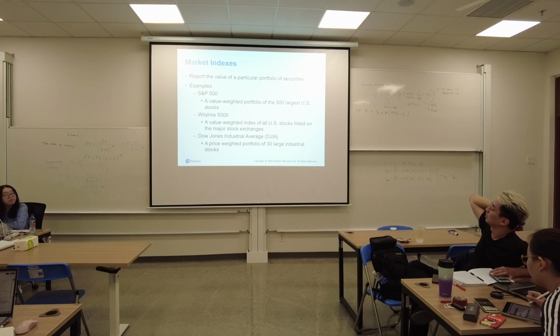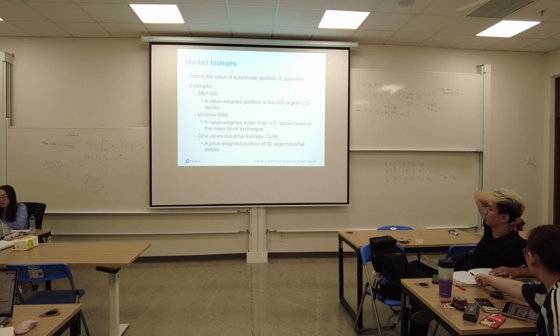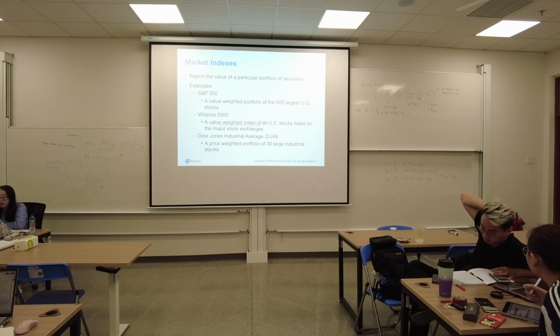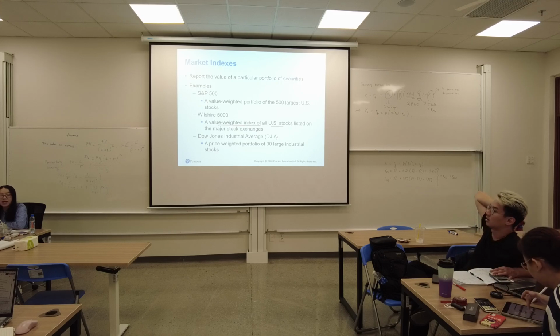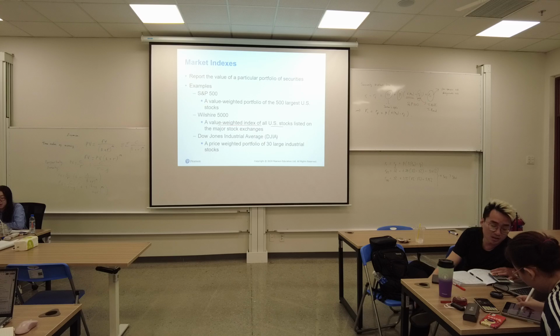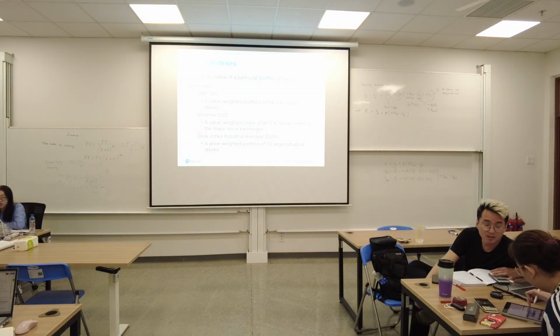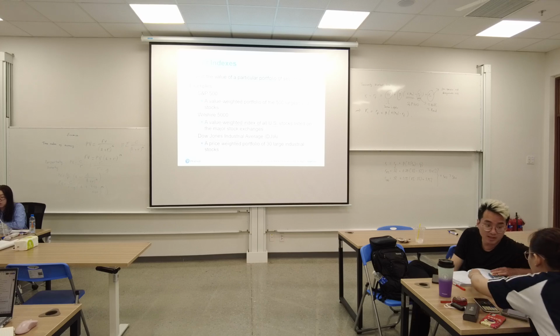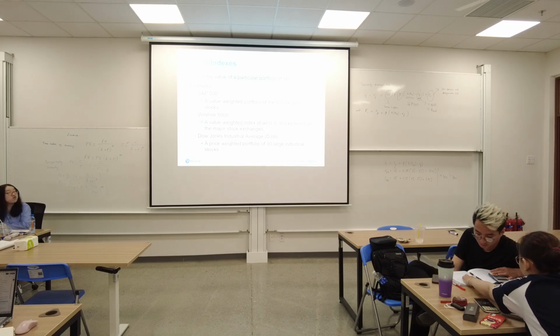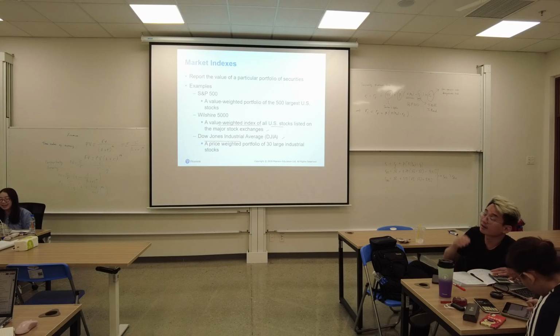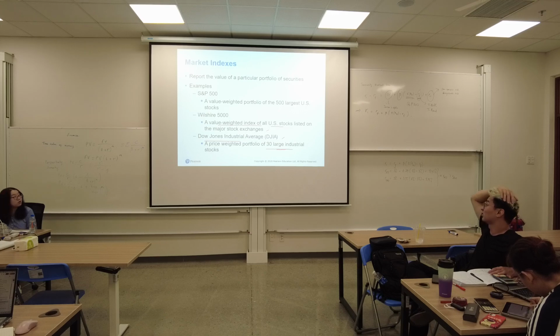So here we have a broader index of around 5,000 stocks, covering other stocks as well that are currently listed on the US stock exchange. And we have the Dow Jones Industrial Average. The Dow Jones Industrial Average is the longest running index of the 30 largest industrial stocks.